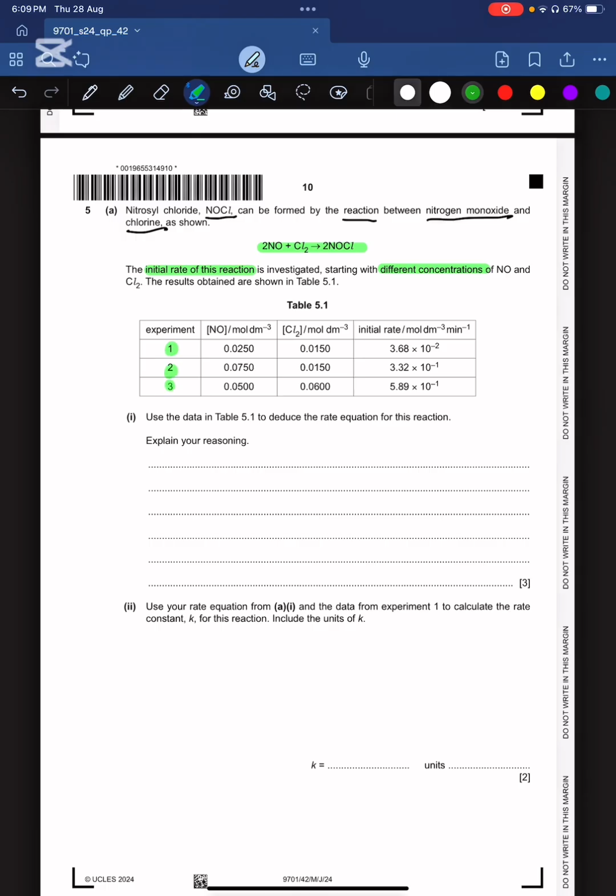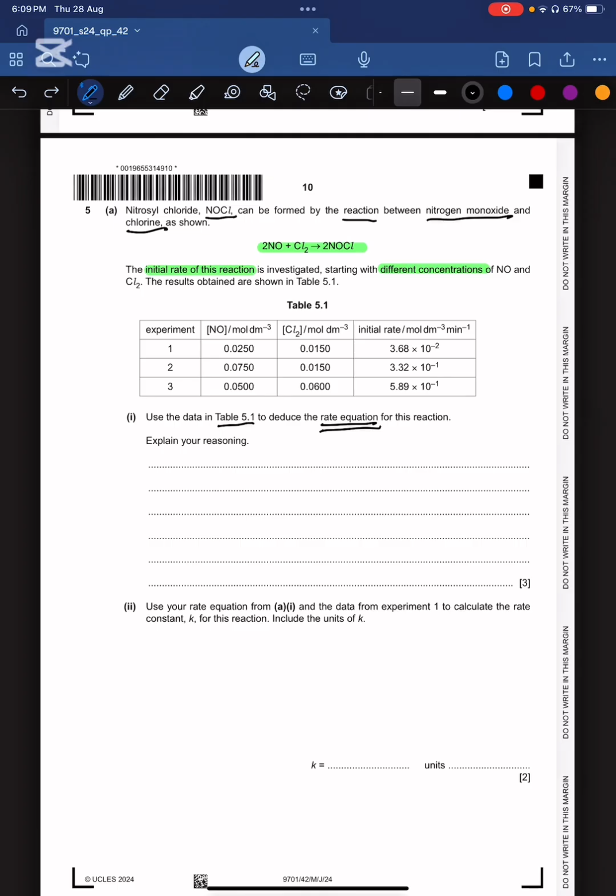We have three experiments, and in each of the experiments, they are just tweaking the concentration of one of the reactants, which means that here Cl2 is same, but NO becomes different. So the rate of reaction becomes different. Use the data in table 5.1 to deduce the rate equation for this reaction. Now, to understand the rate equation, we need to first find out the individual orders of reaction with respect to each of the reactants. So let's do that.